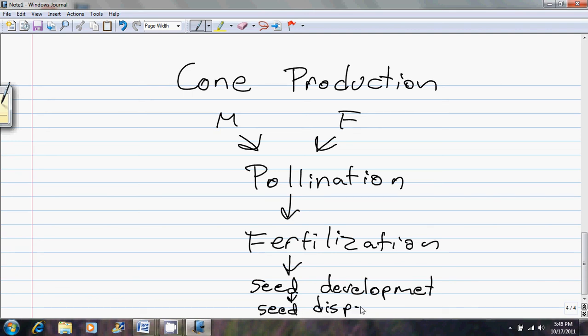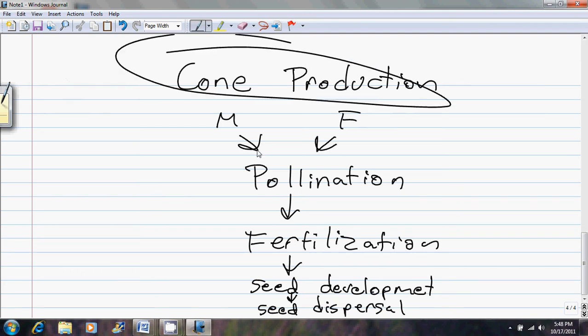So first is cone production. You actually have to make the male parts and the female parts. You need to make the sperm, you need to make the eggs. Once we have those, we can transfer the male over to the female part. Remember, the female egg is going to stay where it's at, but you bring the male part over to the female part. That is what you have with pollination.